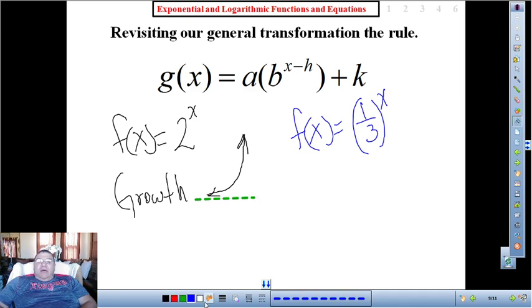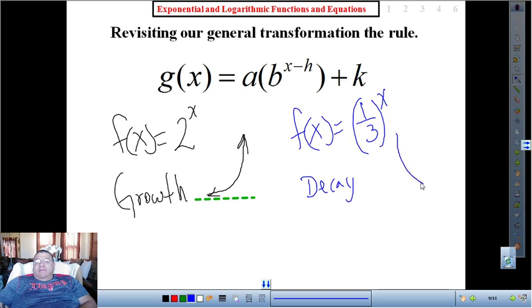And what did we find out today? Today we did these. These are called decay exponential functions. And they go from left to right. They go downward like so. And here's our asymptote.